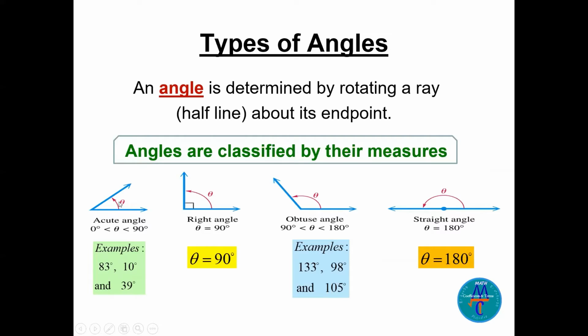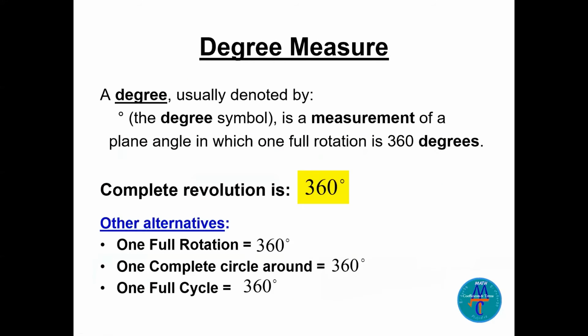The types, we have many types of angles. Acute, these are simple types. Acute, A-C-U-T-E. Angle between 0 and 90, like 83, like 10, etc. Right angle, it's exactly 90 degrees. Obtuse angle, like 133, 98, between 90 and 180. Straight angle, so we start here the initial side, then we make a straight angle, we call it theta, or the angle will be 180 degrees.